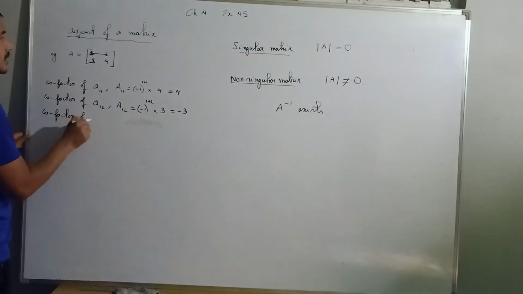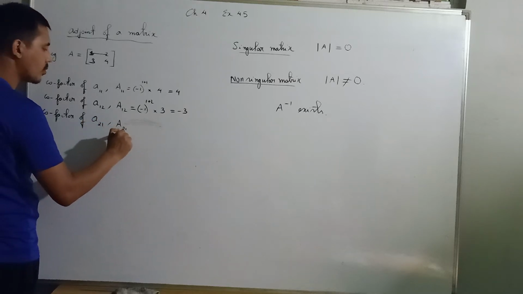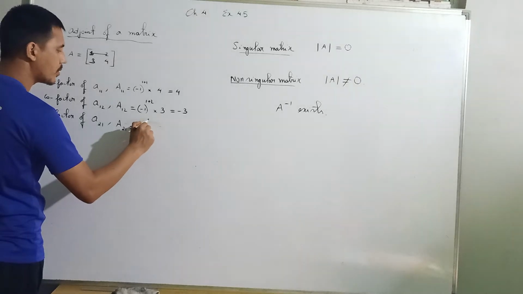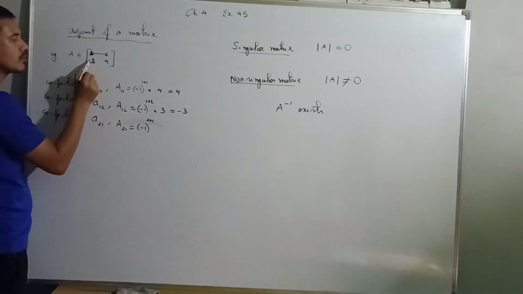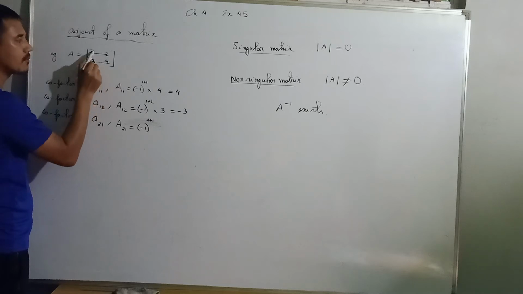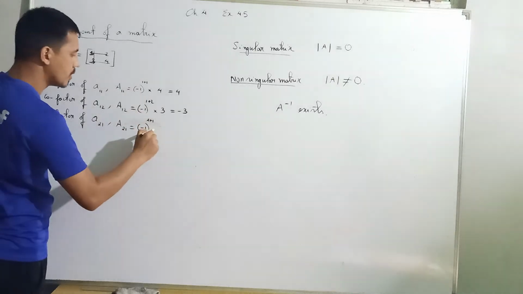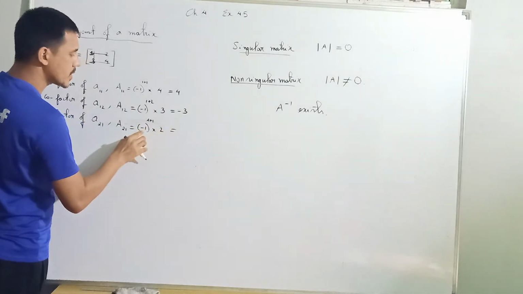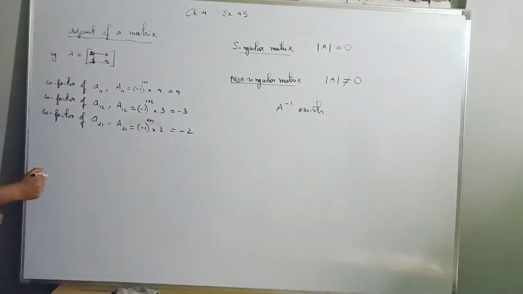Cofactor of this element, which belongs to second row and first column. So capital A21 is equal to minus 1 to the power 2 plus 1 times the minor. You neglect second row and first column, what do we have? 2. So times 2. Minus 1 to the power 3 is minus, and 2, right?